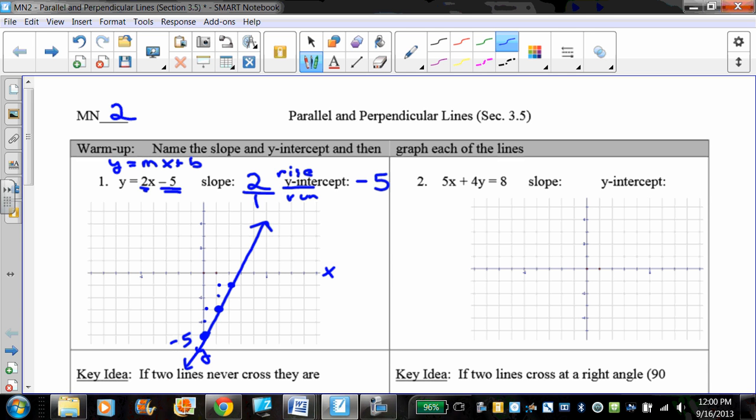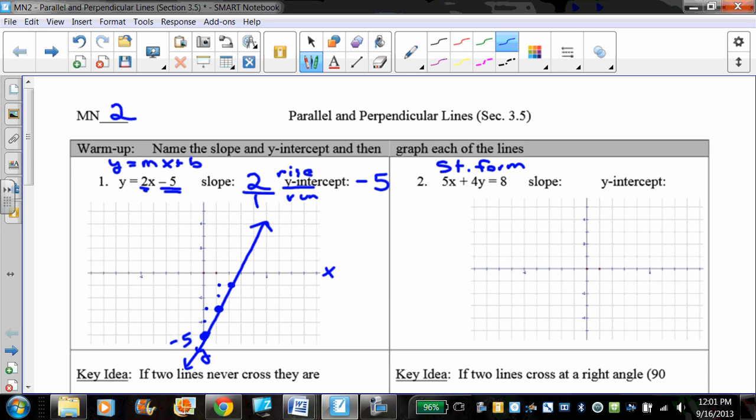Now over here on the right-hand side, we have the equation 5x plus 4y equals 8. You notice it is not in slope-intercept form. This is actually standard form. This form is really nice to graph by using the x and y intercepts, or the zeros. But because we're asking for the slope and the y-intercept, I'm going to go through the steps of putting the standard form into y equals mx plus b, or slope-intercept form.